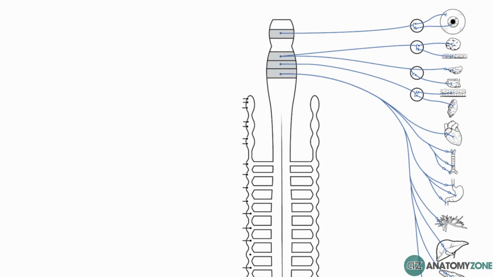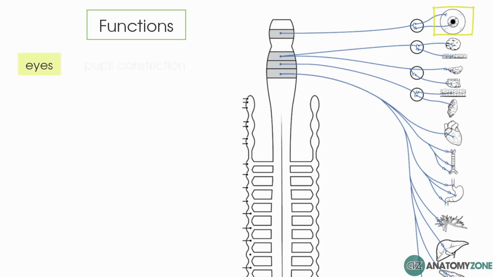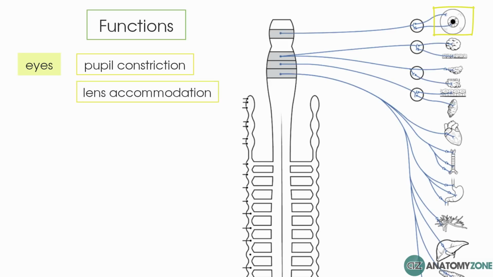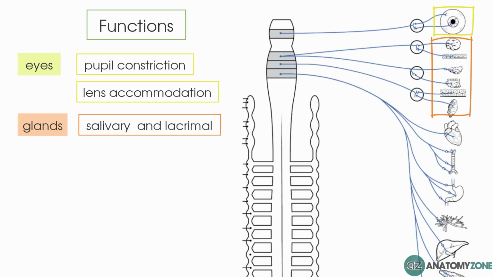So in terms of the functions of the cranial component of the parasympathetic nervous system, it acts in the eyes to bring about constriction of the pupil, and it also acts on the ciliary muscle to provide accommodation of the lens. It has functions in the glands of the head, so the salivary and lacrimal glands are innervated. So there's this secretomotor function to the glands of the head.